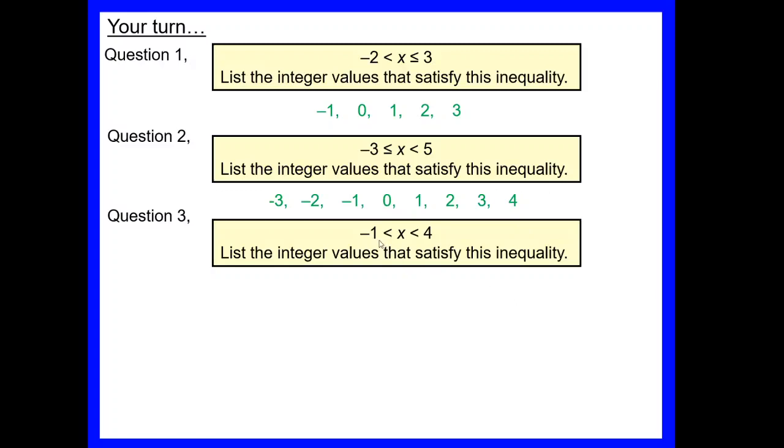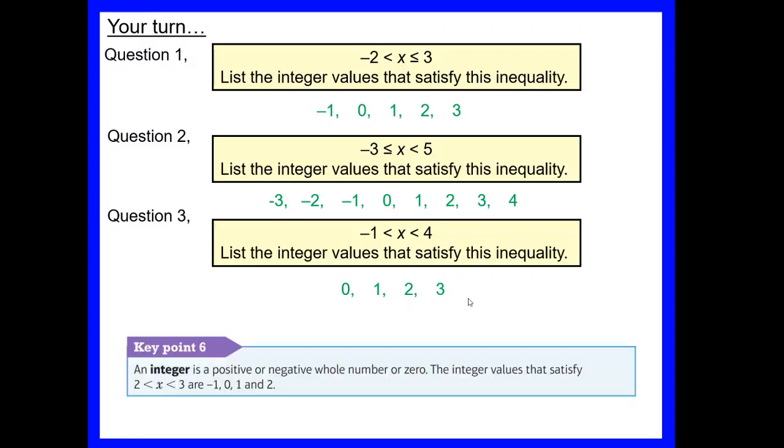The last one then, we're going from -1 to 4. Now again, no equal sign, so we can't use the number -1. We have to start one number above. And we can't have the number 4, so we stop one number below. So starting then, one number above -1 is 0, 1, 2, 3, and we stop before we get to the number 4. Make sure you're happy with those and you can see why we have stopped at the numbers we have.